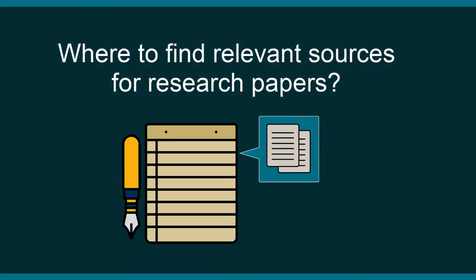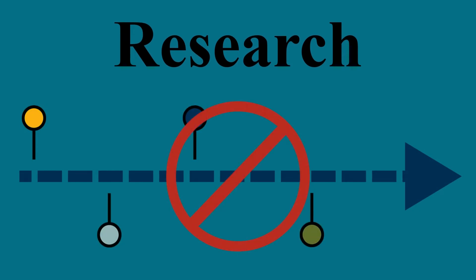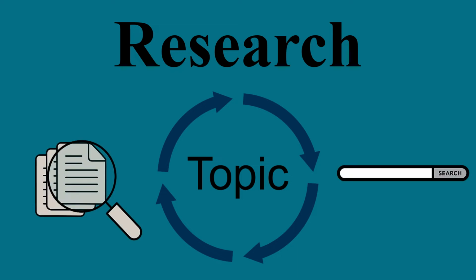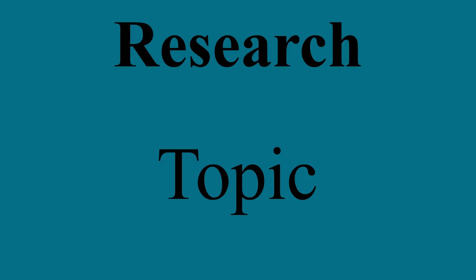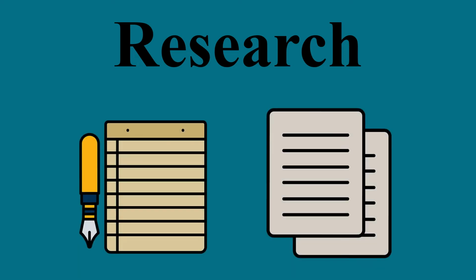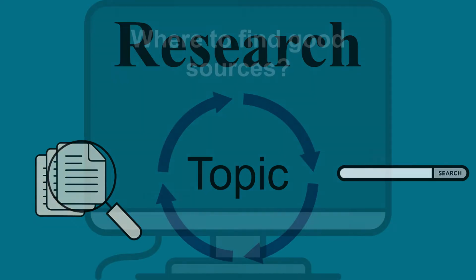This video introduces where to find relevant sources for research papers in East Asian studies. Research is not a linear process. Choosing a research topic is intertwined with finding and reading sources. It's normal and necessary to tweak and form a manageable topic to fit your research purpose, either a term paper or a dissertation. Once you decide on your topic, it's time to start searching and reading.